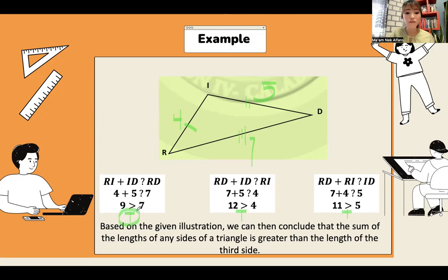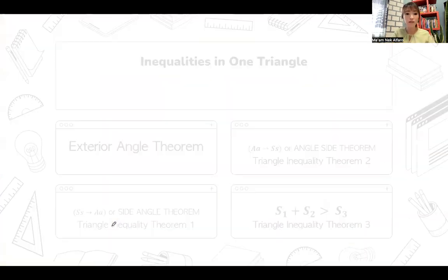Therefore, we have 3 true statements. So based on the given illustration, we can conclude that the sum of the lengths of any two sides of a triangle is greater than the length of the third side. Meaning, if there is even one false statement in our solution, the statement is not satisfied. Okay?